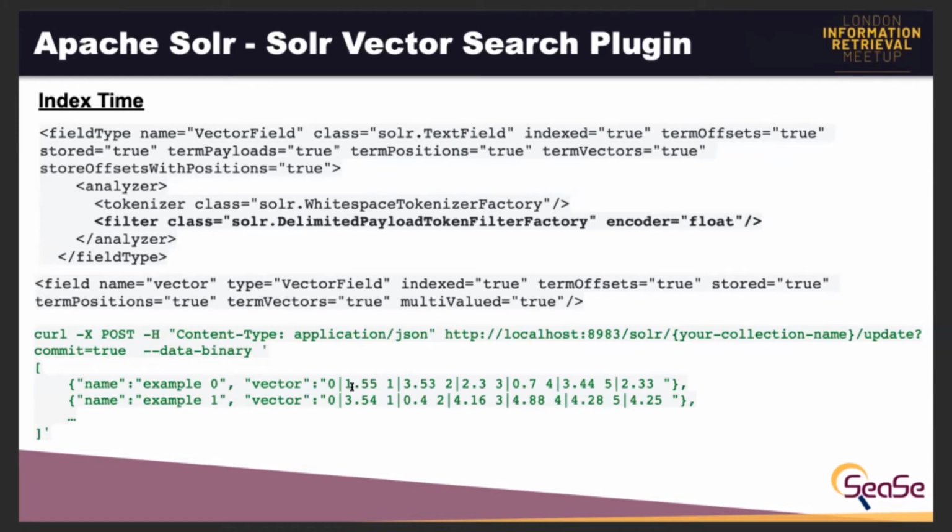As you can see, this is very specific to the way the delimited payload token filter factory works. And if you don't specify otherwise in the filter class definition in your schema, it is going to build the payload per term, and the payload will be defined after the pipe character. So this means that you need to specify the vectors in your input documents specifically with this format.